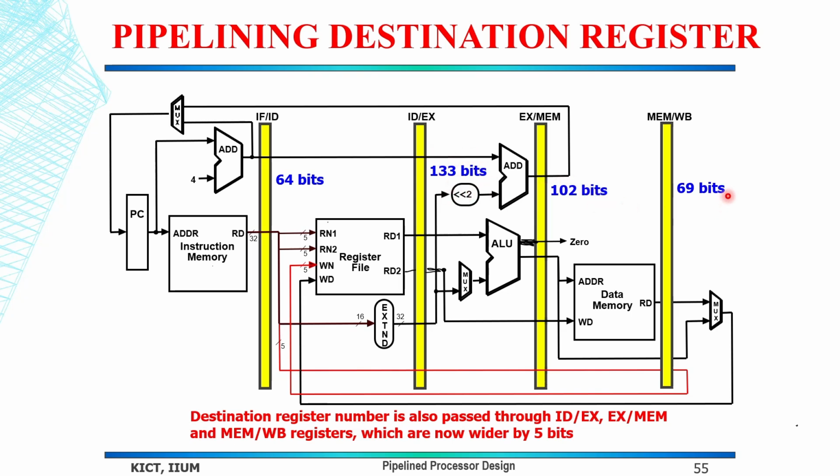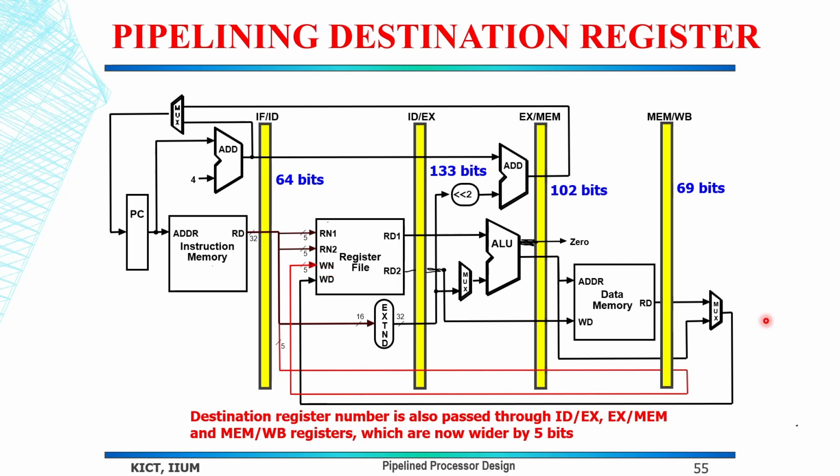Now if we visualize the data flow, here we see that it is not yet known which instruction is to be fetched. Here it is known. From the instruction bits, we know whether this is RD or RT, and from here onwards, we add those 5 bits.